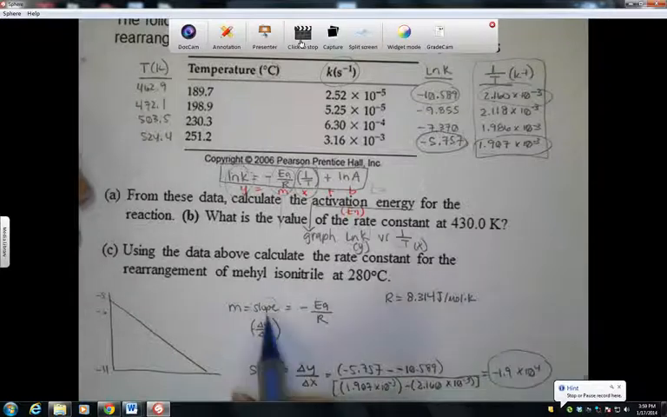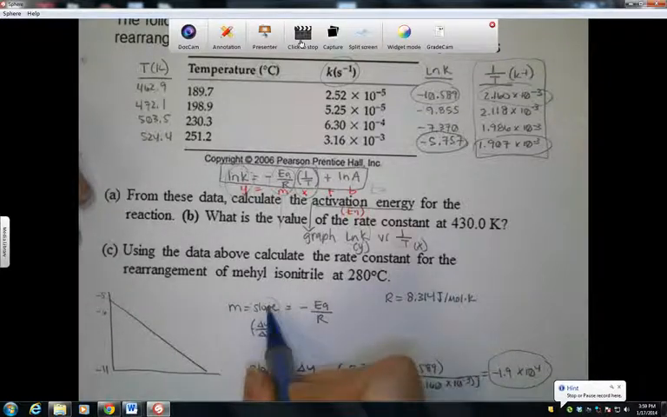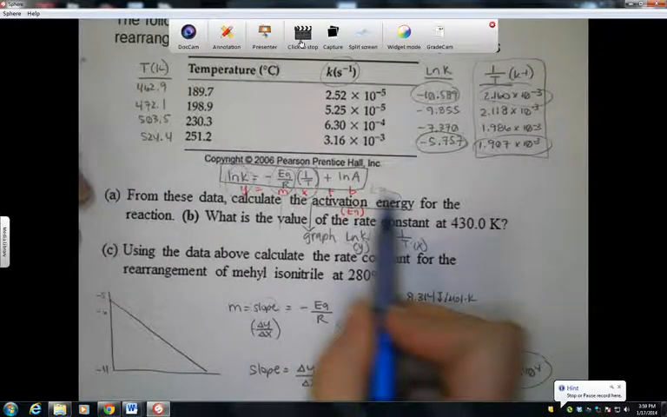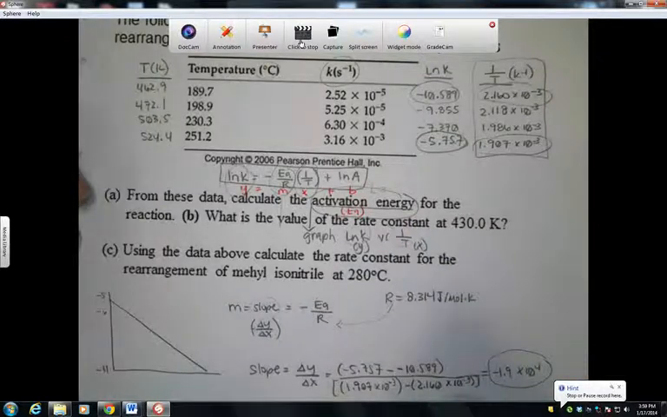So we're going to plug that in here, because remember, slope is going to be equal to the negative of your activation energy divided by that gas constant. So we know that negative 1.9 times 10 to the 4th is going to be equal to the negative of your activation energy, which is what we're trying to find, over 8.314 joules per mole Kelvin.